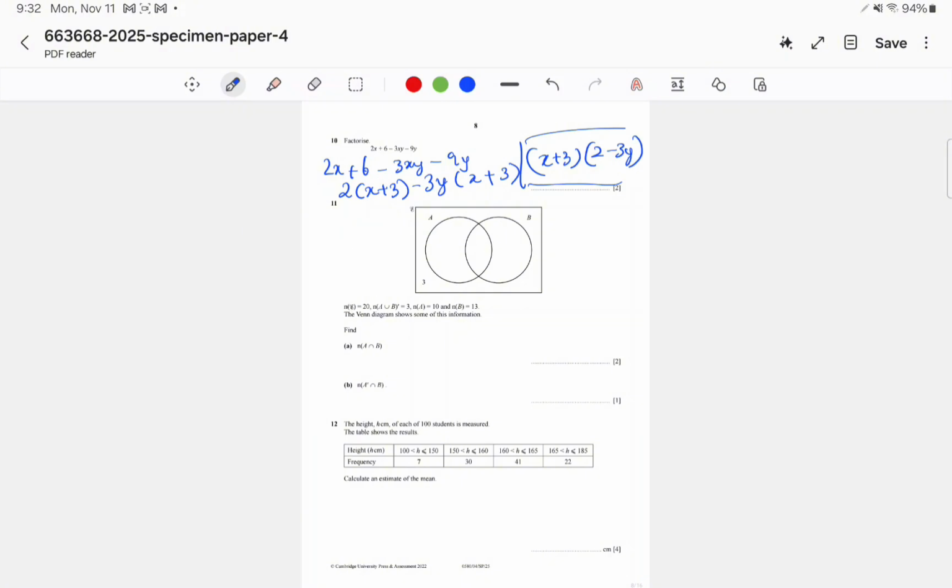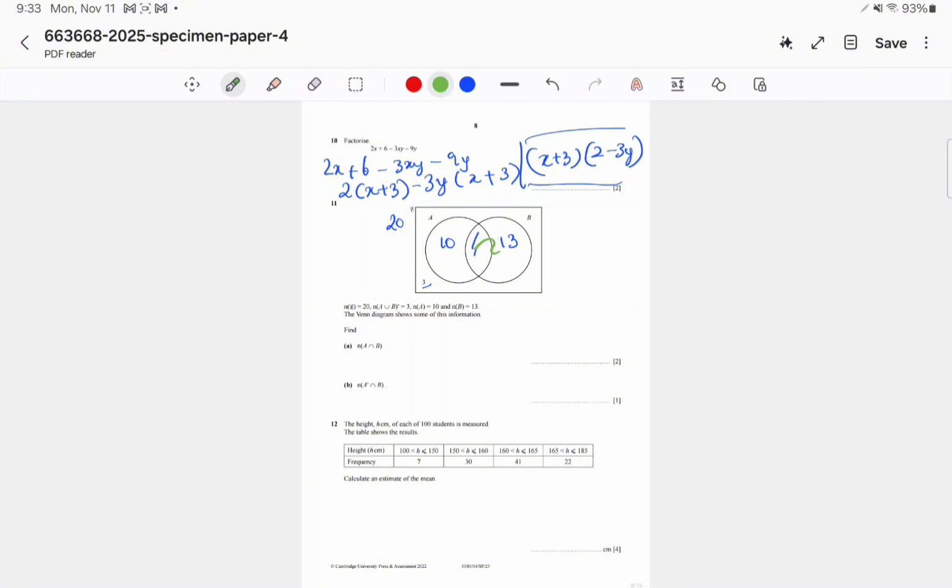Okay, next question, 11th question. Here the universal set number is 20 given, and n of (A union B) complement is 3. It is also given here, and n of A is 10 and n of B is 13. The Venn diagram shows some of this information. So n of A is 10, n of B is 13, and n of (A union B) complement is 3, and the universal set number is 20. So we have to find out n of A intersection B.